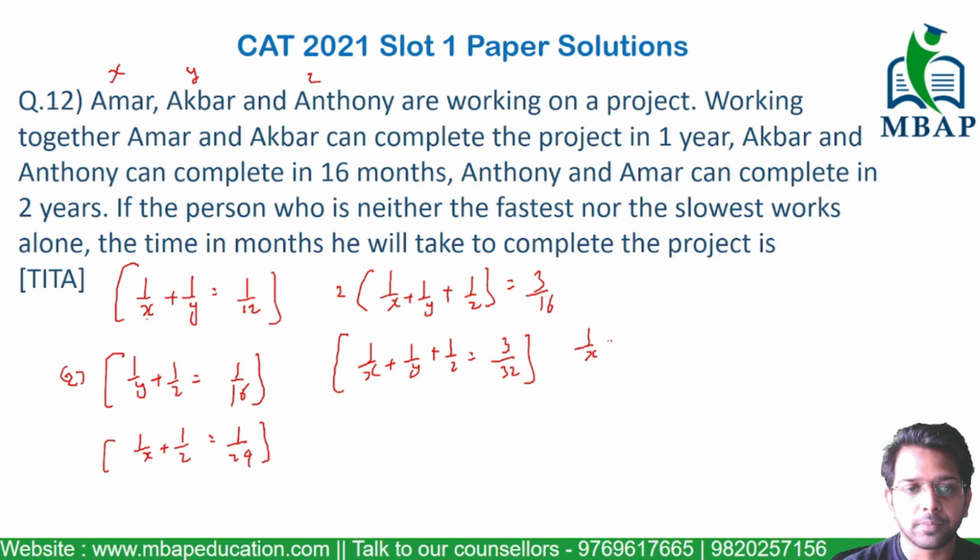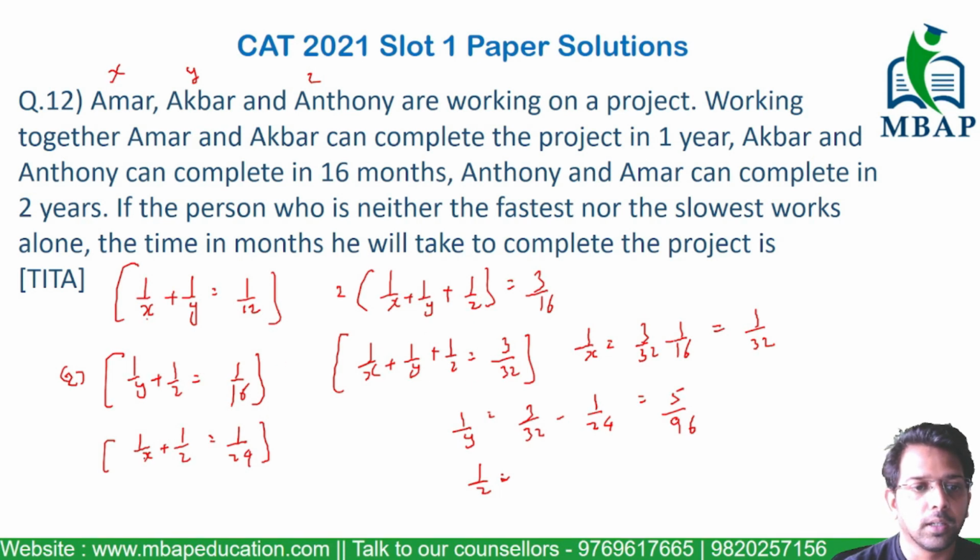So 1 upon x will be 3 upon 32 minus 1 upon 16, which basically will be 1 upon 32. Similarly, 1 upon y will be 1 upon x plus 1 upon y plus 1 upon z minus 1 upon x plus 1 upon z, which is 1 upon 24. So this value will be 3 upon 32 minus 1 upon 24. This value should come out to be 5 upon 96. And lastly, 1 upon z will become 1 upon x plus 1 upon y plus 1 upon z minus 1 upon x plus 1 upon y, which is 1 upon 12. So this value will become 3 by 16 minus 1 upon 12, which is again 1 upon 96.